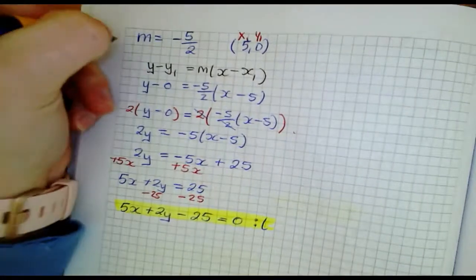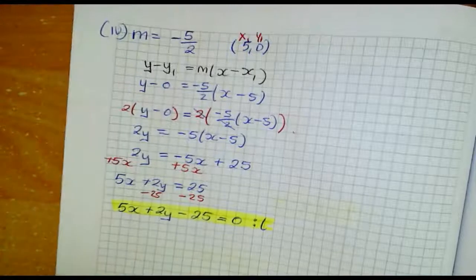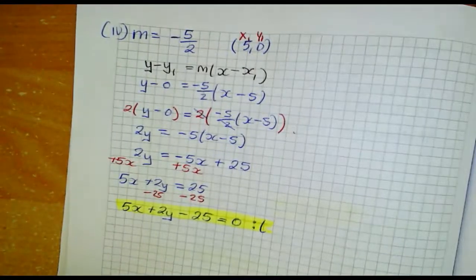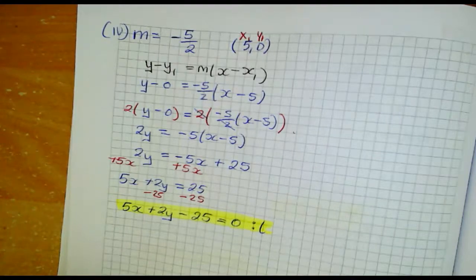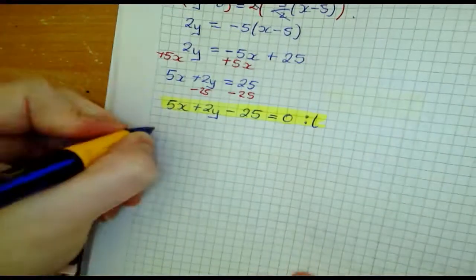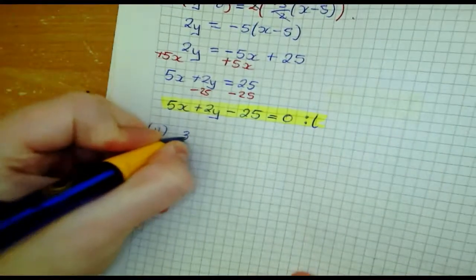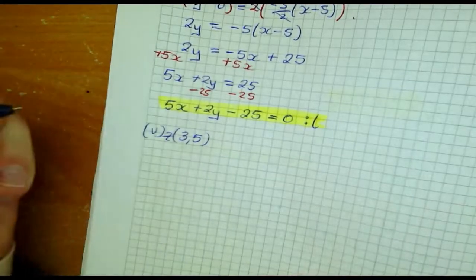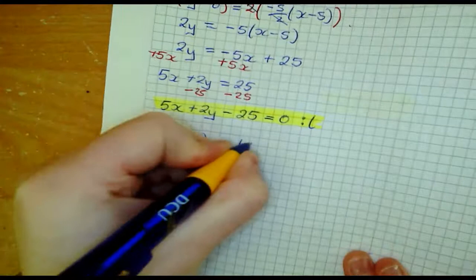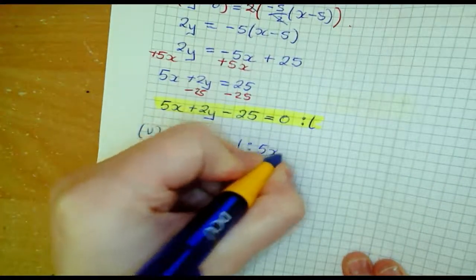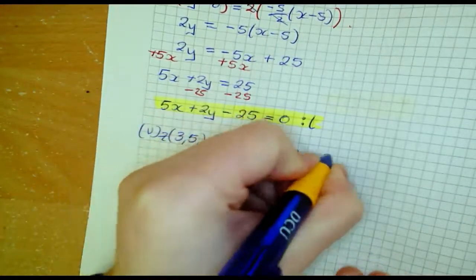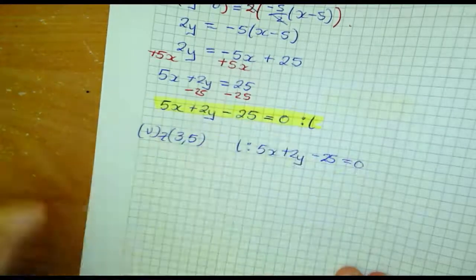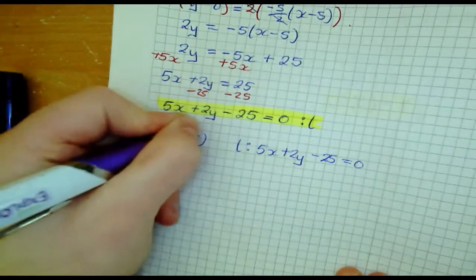And that was part 4. So part 5 then asks us to verify that Z, which is 3, 5, lies on L. So we're told 3, 5, which is Z, lies on L. So L is 5x plus 2y minus 25 is equal to 0. So we have our x and our y.